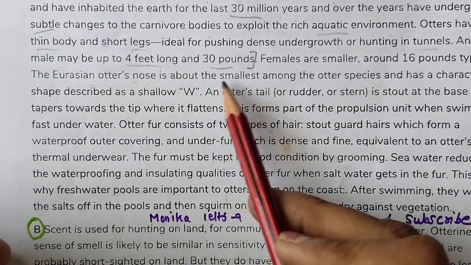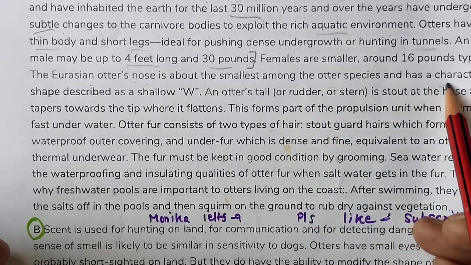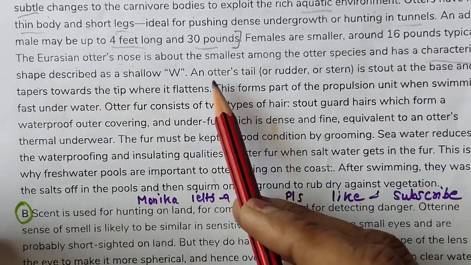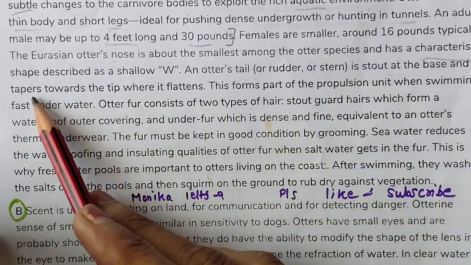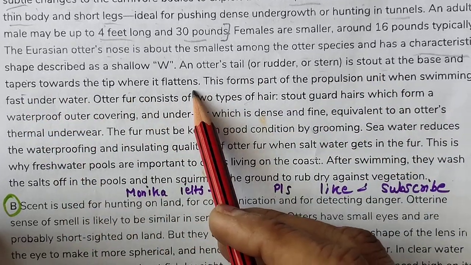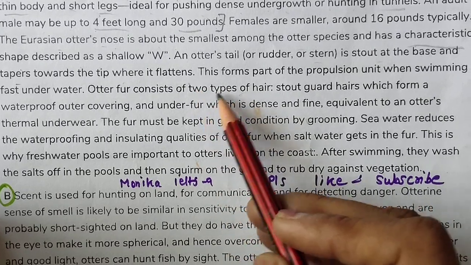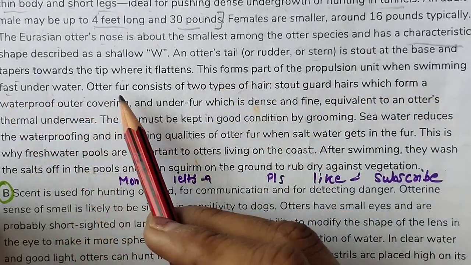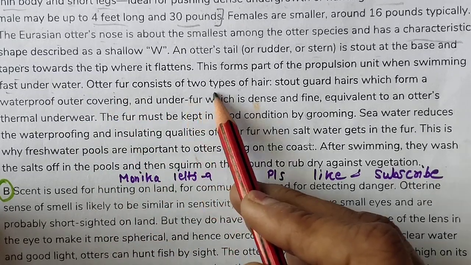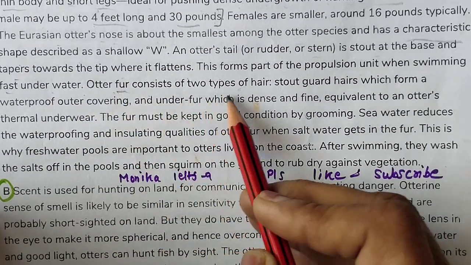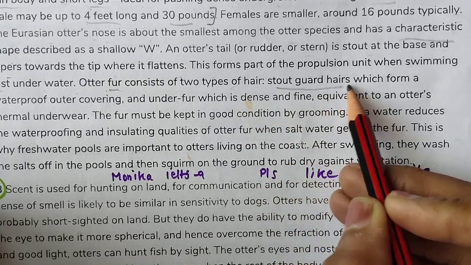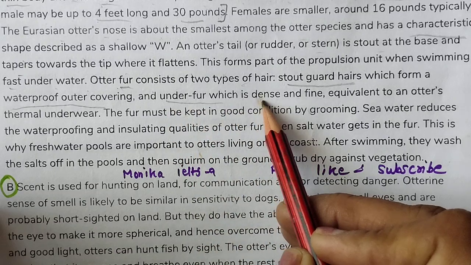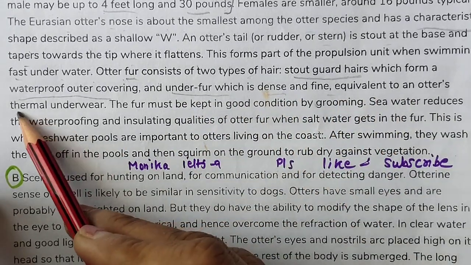Here the otter's nose is about the smallest among the others, so the characteristic word is also given. Shape described as a shallow W, is stout at the base. So everything they are talking about is body characteristic features. When swimming fast underwater, the otter's full fur consists of two types of hair: stout guard hairs which form a waterproof outer covering, and underfur which is dense and fine, equivalent to an otter's thermal underwear.